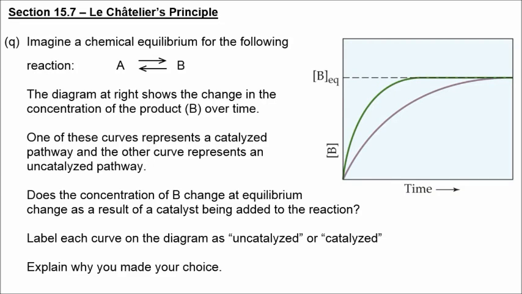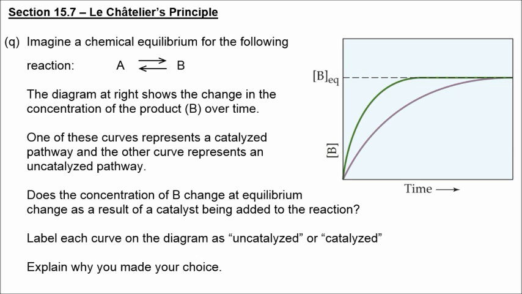Imagine an equilibrium where A goes to B, so A is a reactant, B is a product. The diagram at the right shows the change in the concentration of B over time. So B is increasing until eventually it levels off at equilibrium. One of these curves is the catalyzed pathway, and the other curve is the uncatalyzed pathway.